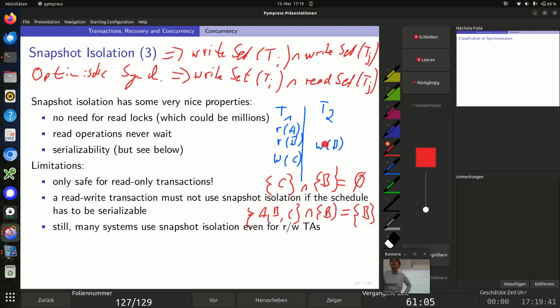And that's the idea. Okay, so both are reading both, but so you see the phantom problem is not solved by snapshot isolation, but by optimistic synchronization. So here only optimistic synchronization solves the phantom problem.